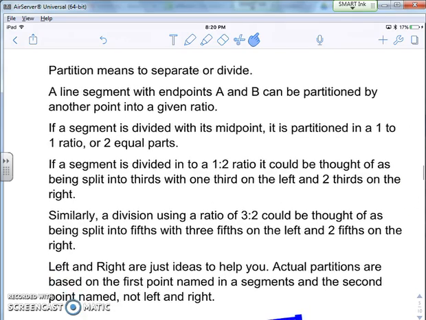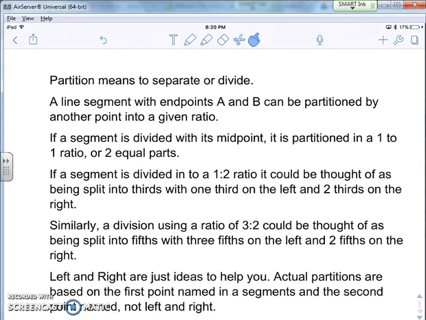Alright, so this is a little bit different. This is something new. We're going to partition a segment. So partition means to separate or divide. A line segment with endpoints A and B can be partitioned by another point into a given ratio. One partition we're familiar with is the midpoint. So if a segment is divided with its midpoint, it's partitioned to a 1-to-1 ratio or 2 equal parts.